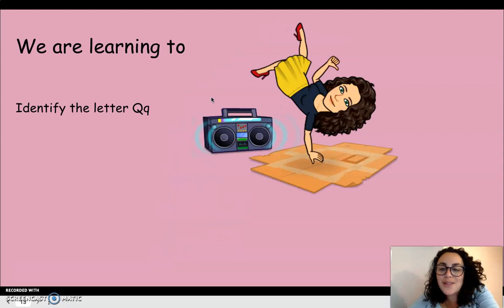So now you know the letter Q, uppercase and lowercase, and you know it represents the sound Qu. Keep practicing. This is a really tricky letter, so we'll keep working on this as much as we need to until you've mastered it. See you soon.